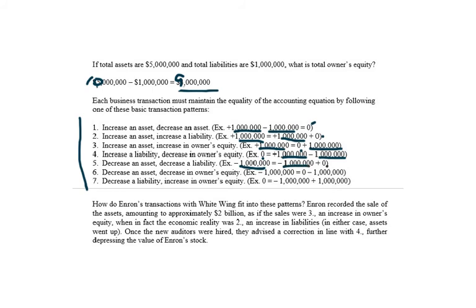Decrease in asset, decrease owner's equity. Same look here, except we'll notice now that it's the liabilities that are constant. And then this one, finally, number 7, decrease liability, increase owner's equity. Again, all of these are legitimate because they don't violate the accounting equation. Of course, that last one, assets remain the same.